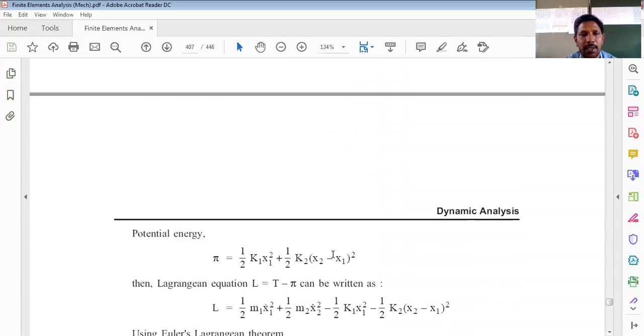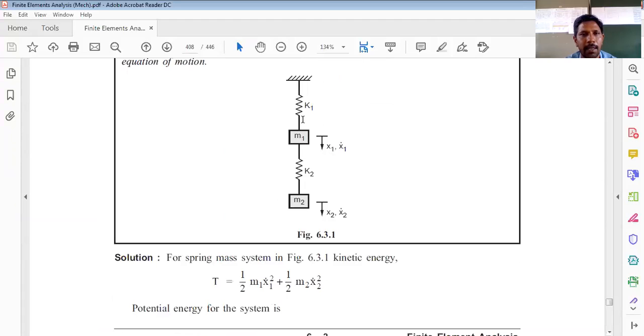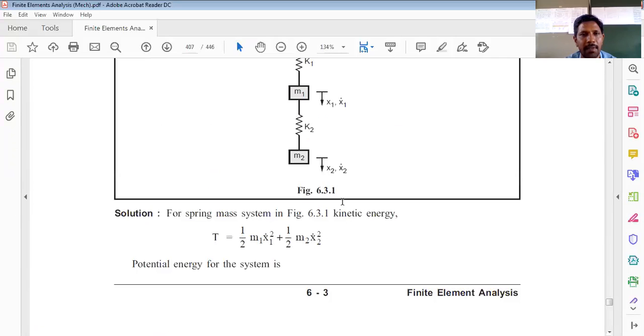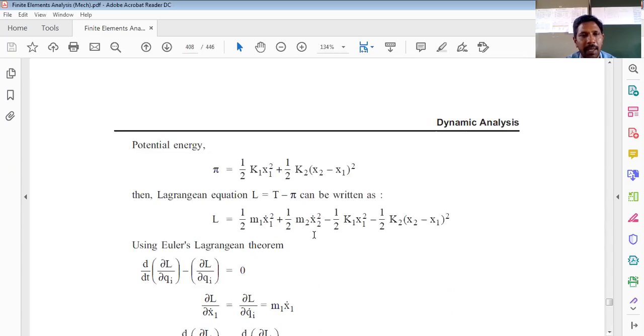The potential energy of the system is half kx square. There are two springs here, so pi is equal to half k1 x1 square, which is the potential energy of the first spring, plus half k2 x2 minus x1 whole square. That is the net deflection of mass 2, and it is the potential energy of the second spring. So overall, pi can be written as half k1 x1 square plus half k2 x2 minus x1 whole square.